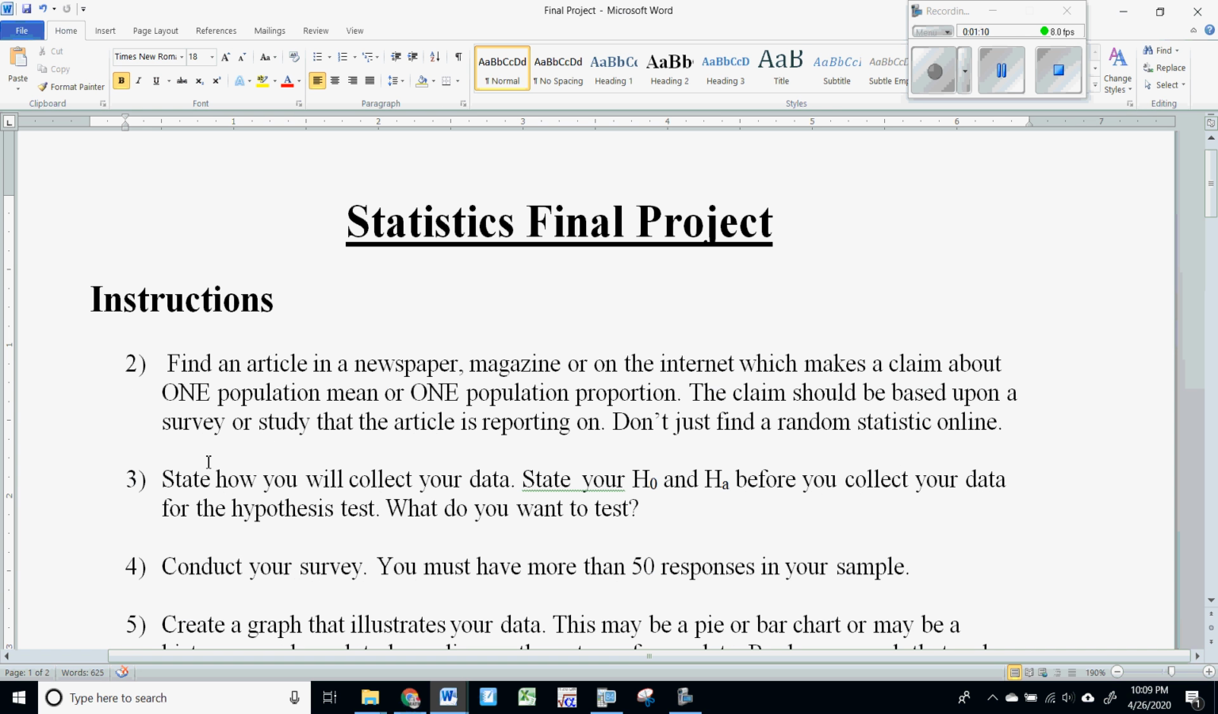Slide number 2, you've already done this. You found 2 statistics or claims. All I want in your PowerPoint is the one that I used for your survey. That's all I want. You don't have to worry about the other ones. Say what it was and say where you found it.